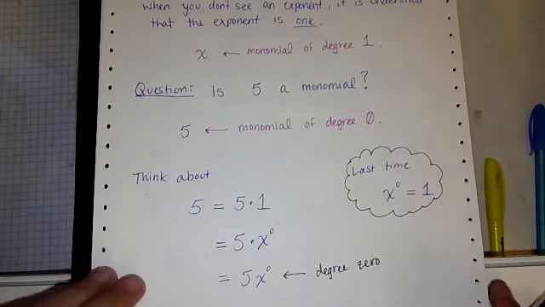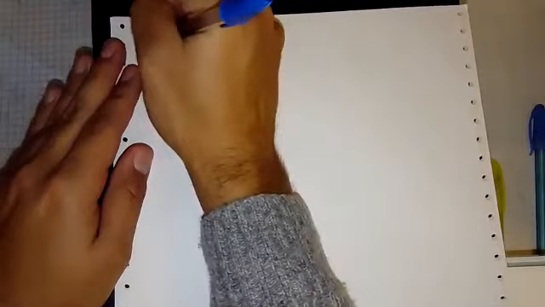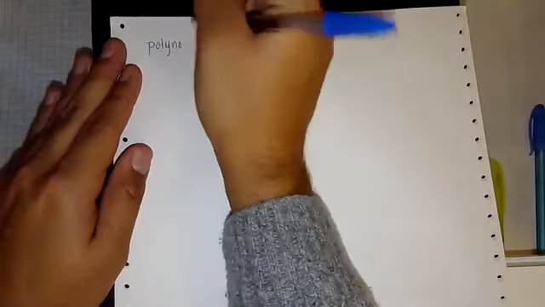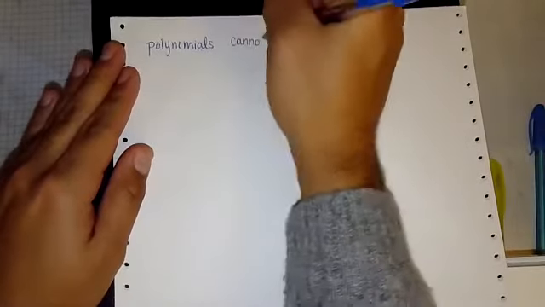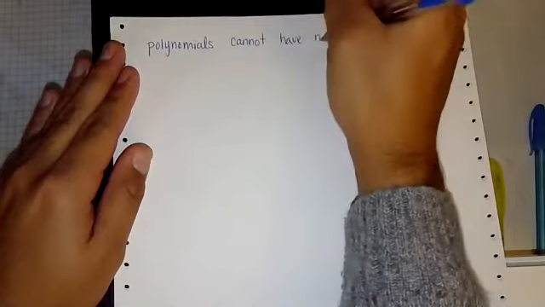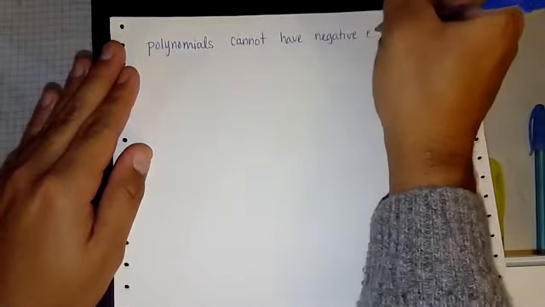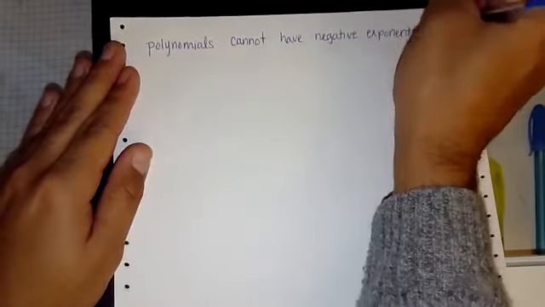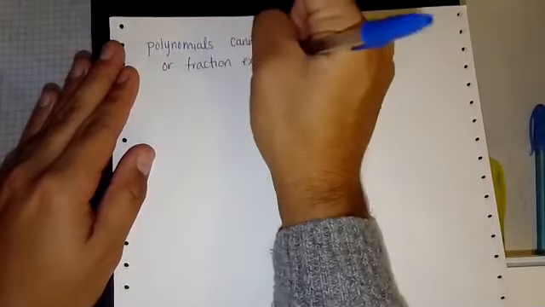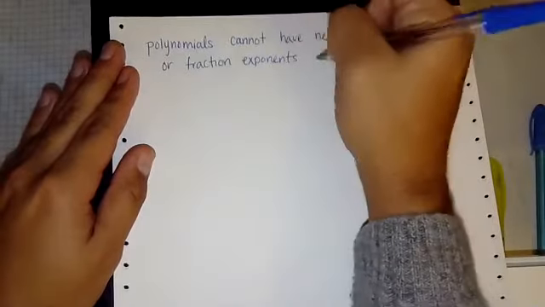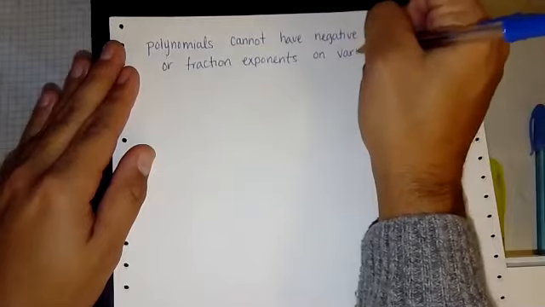Okay, but there's some other consideration that we need to think about when we're trying to classify whether an expression or a term is a polynomial. And what we should say is that polynomials cannot have negative exponents or fraction exponents on the variable terms.